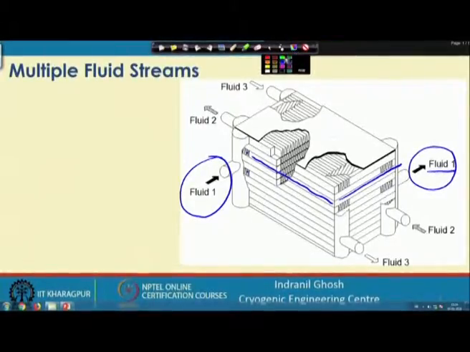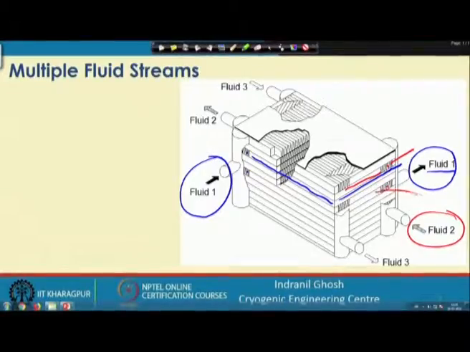Now, what about the other fluid streams? Say fluid stream 2. This is entering from this end, and you can understand that this is in layer 2. So, it will be coming in from this side and this side. Here this layer is designated for fluid stream 2, this is for fluid stream 2, this is fluid stream 2, like that, and they are all coming out on this side.